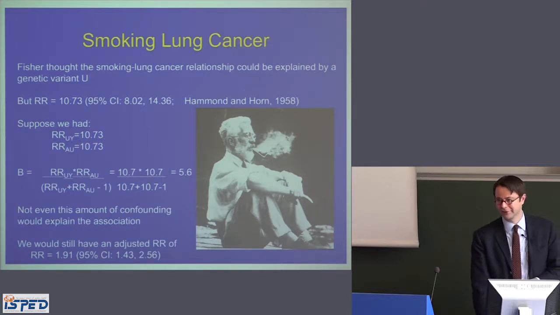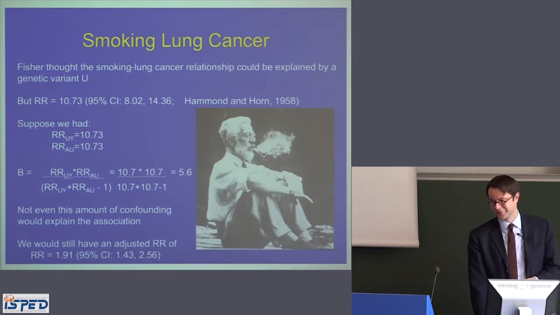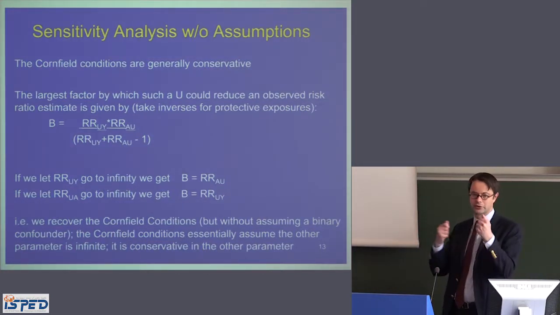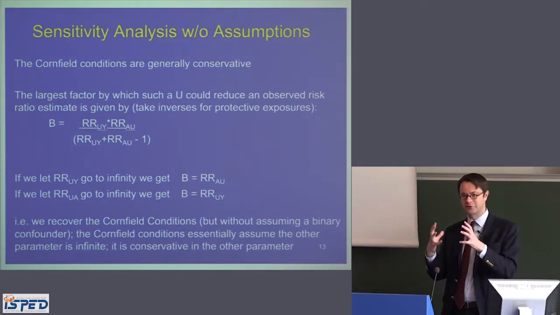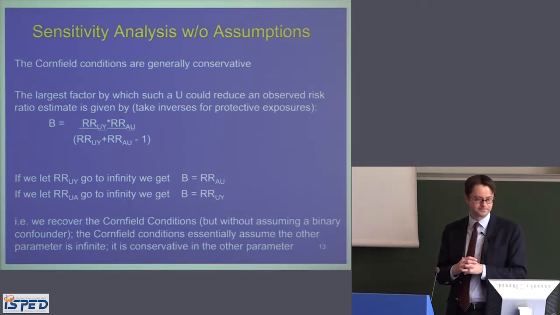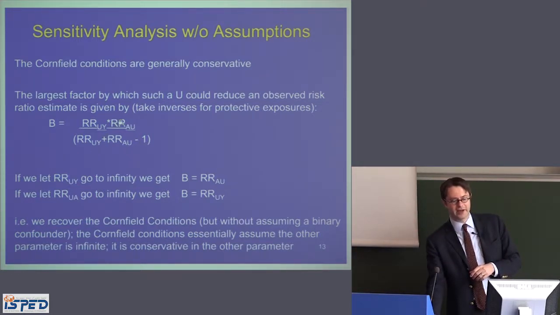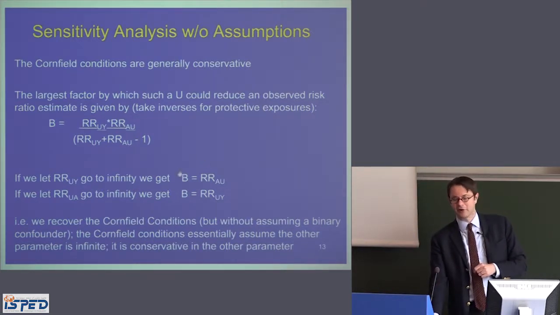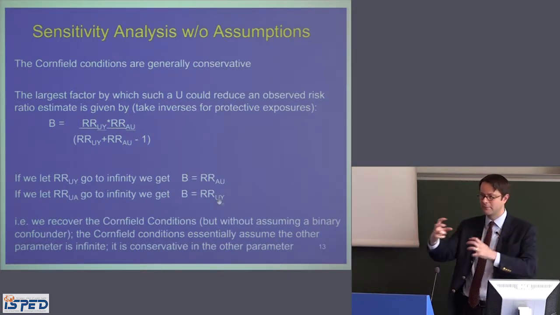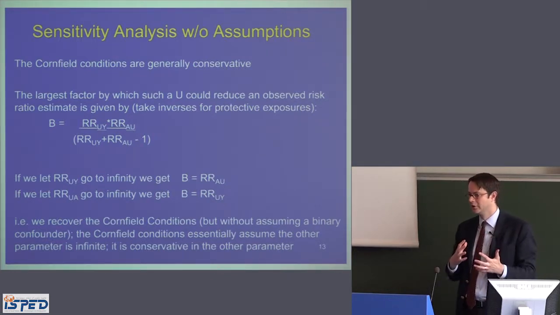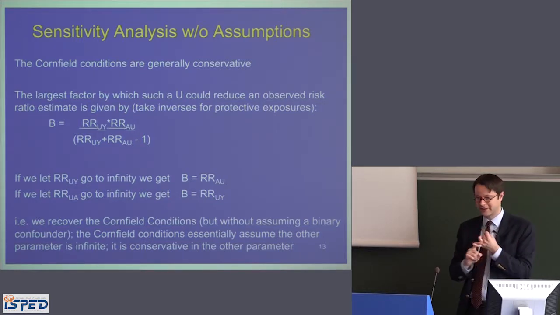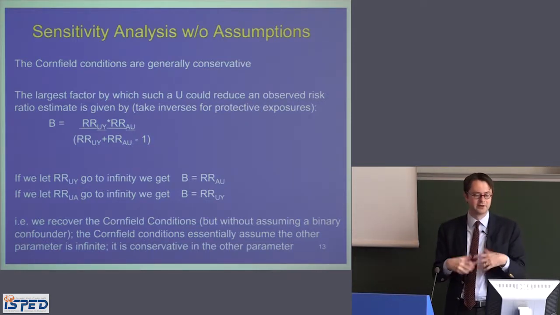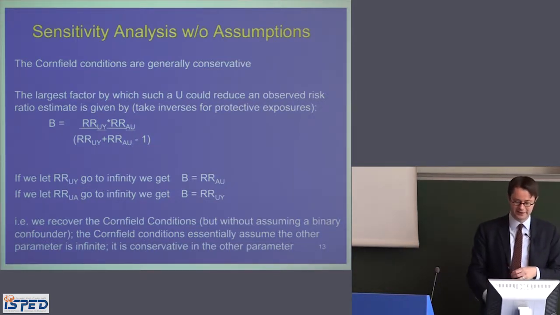So it turned out that, for the Cornfield conditions, one can do better than them. One can do better because the Cornfield conditions consider these parameters only one at a time, whereas this bias factor is considering them jointly. If we let one of the parameters go to infinity, what we actually recover are the Cornfield conditions. So by taking them both into account at the same time, we can not only relax the Cornfield assumptions, because we're not assuming a binary unmeasured confounder, but we can improve on them by considering them together.